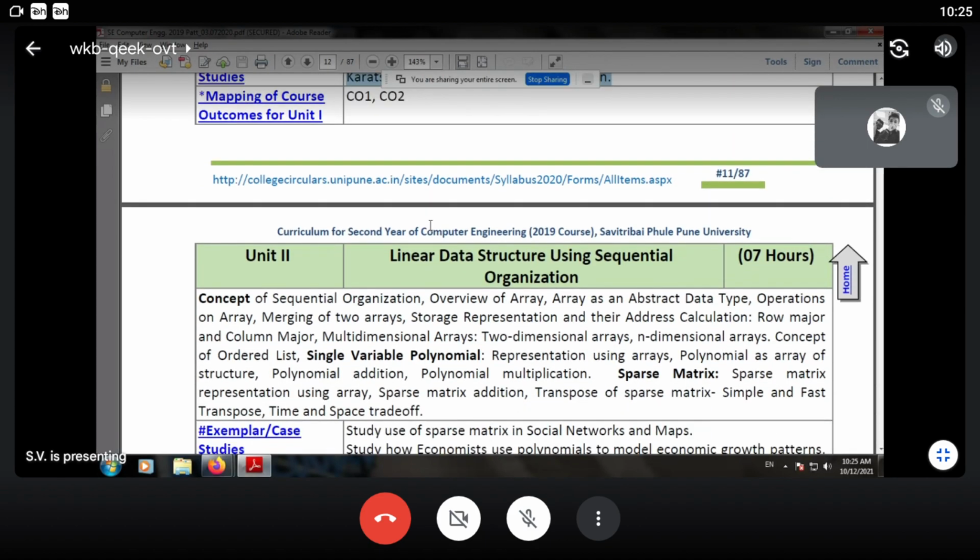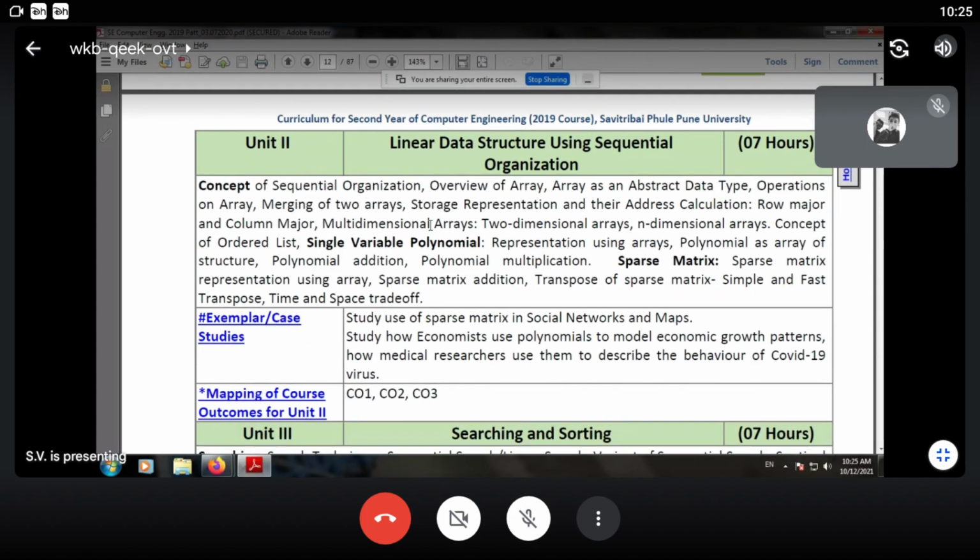Now coming to unit number 2, again we have a second case study and it will add to the objective. So we say the third objective will be added when you study unit number 2 and solve this case study. So the case study is the use of sparse matrix in social networks and maps. Yes. So what happens in a social network or map? There may be lots of null values or empty values in the matrices.